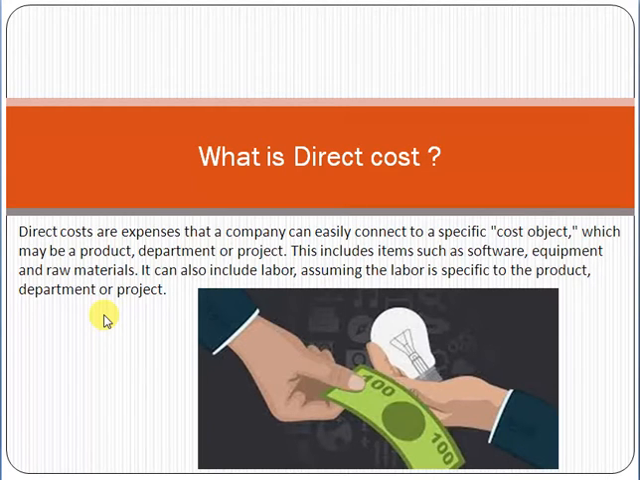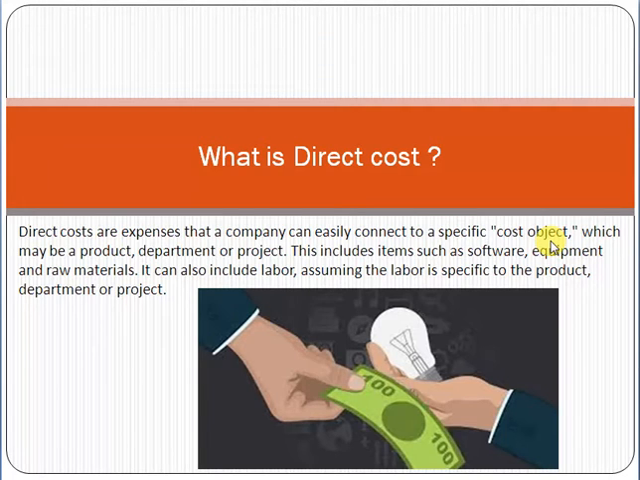For example, if you purchased software for your company, that is called a direct cost. If you hire someone to do something for your factory or your organization, it is a direct cost. Why direct cost? Because just see this definition: these are the expenses that a company can easily connect to a specific cost object, or you can say a cost head. So that is why it is called direct cost.